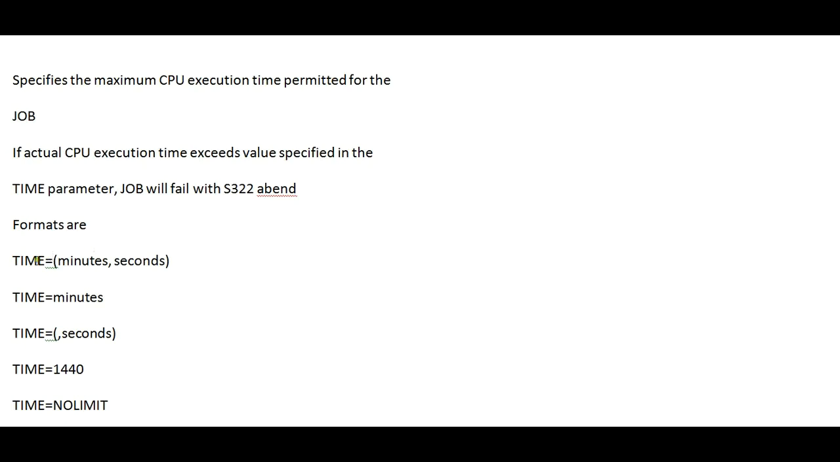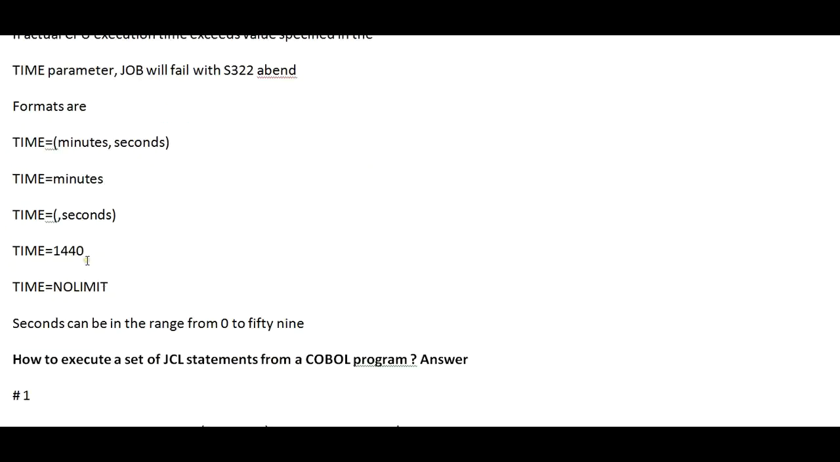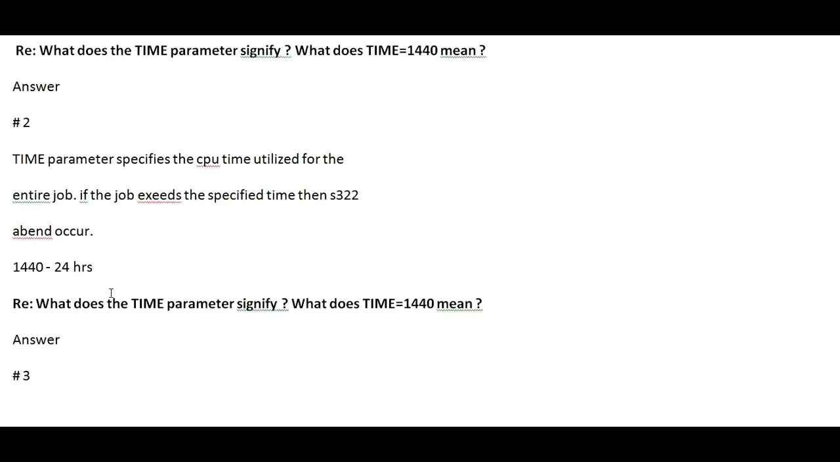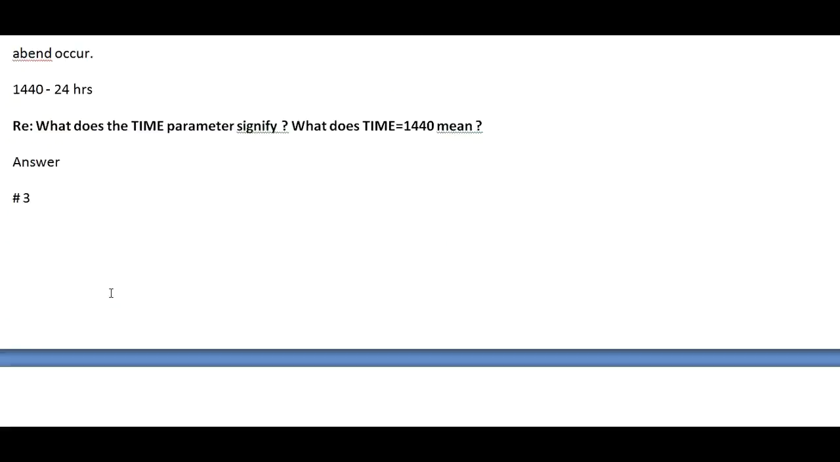The format is TIME=(minutes,seconds). You can declare it in any way: time equal to minutes, time equal to seconds, time equal to 1440 for no limit. Seconds can be in the range from 0 to 59. So if you want to set your own time, these are the different formats we can use. 1440 means 24 hours, and TIME=NOLIMIT means there is no limit given. So these are the three different kinds of answers you can give whenever an interviewer asks what the time parameter signifies and what TIME=1440 means.